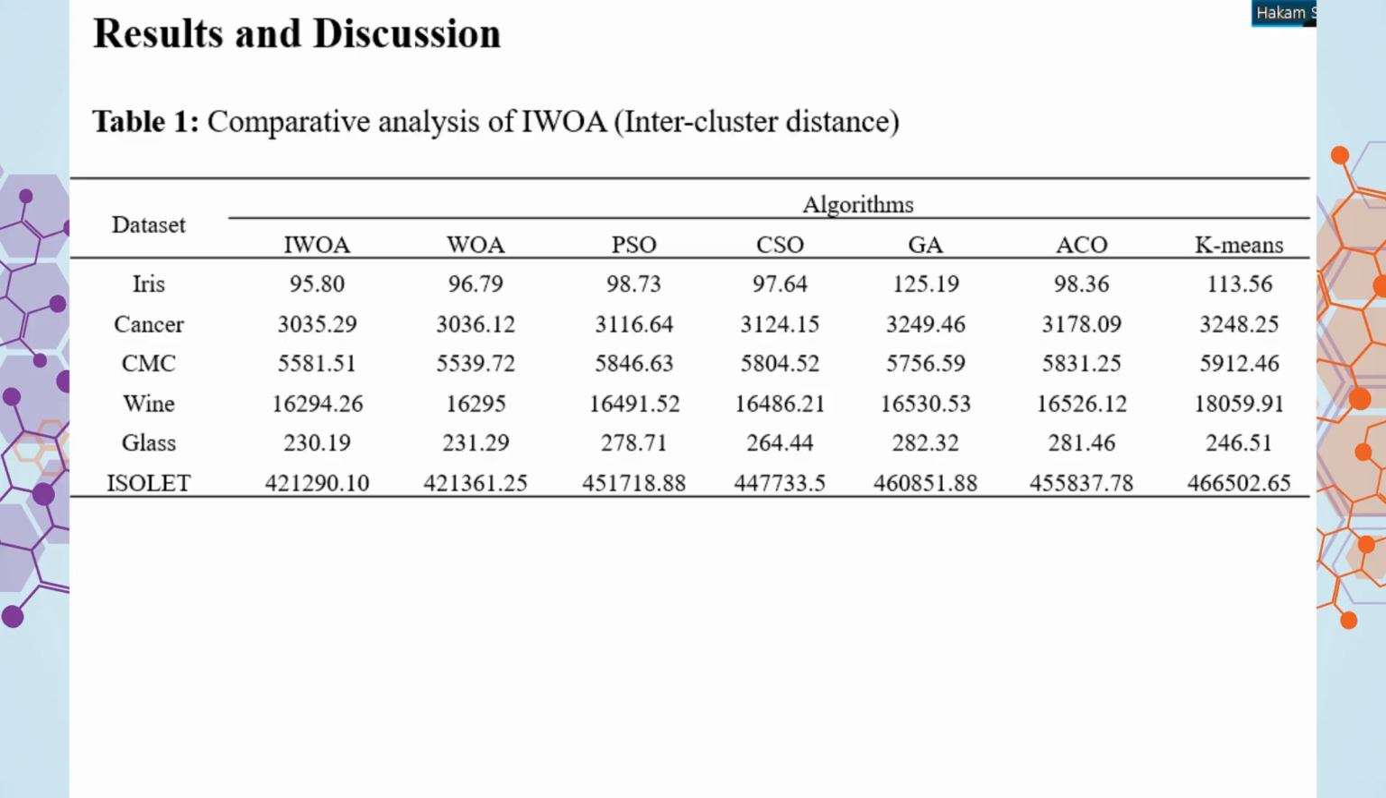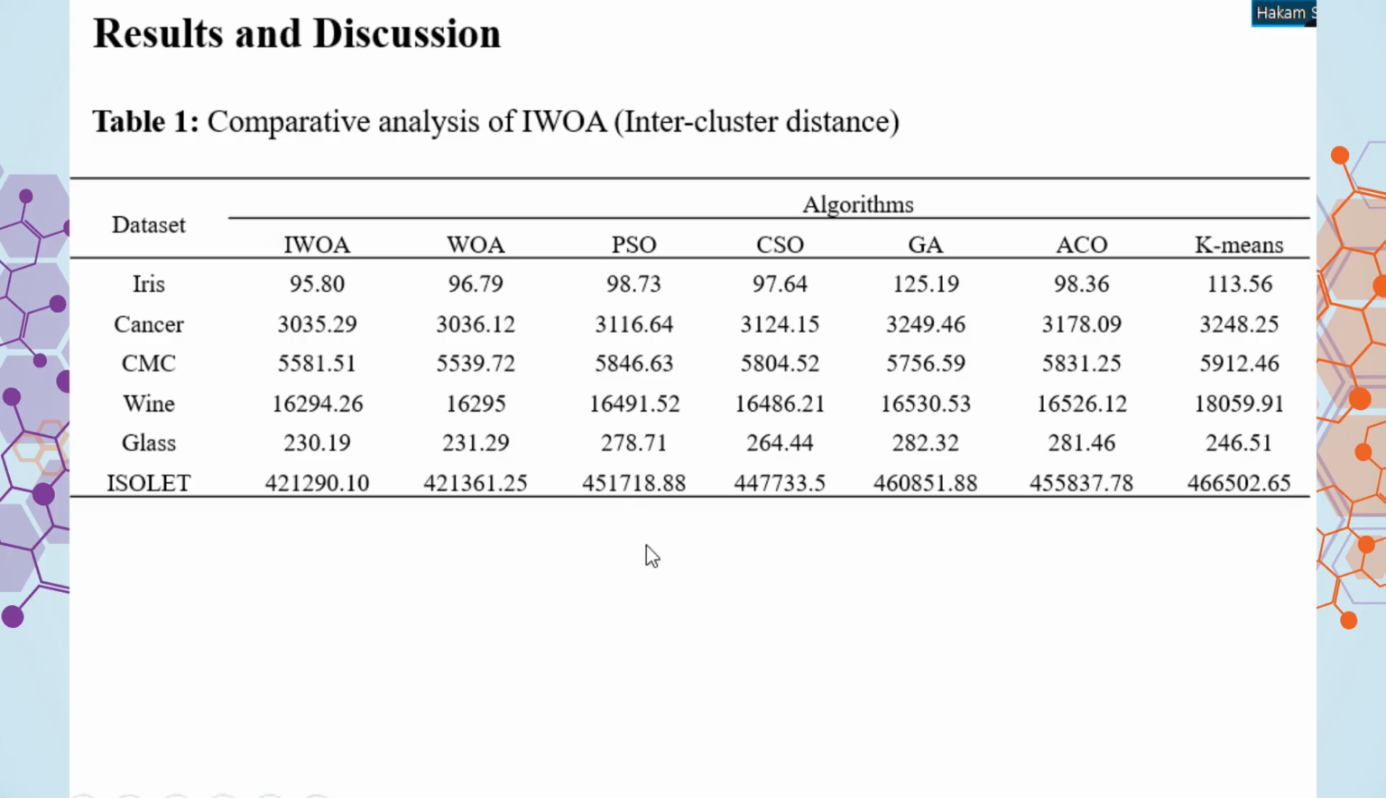In this work, I have implemented this improved version of the whale optimization algorithm. I have tested it on different real-time data sets downloaded from the UCI repository and compared it with different existing algorithms. The improved whale optimization algorithm gets better results than the whale optimization algorithm. In the case of iris, we are getting 95.80 compared with 96.79 in the whale optimization, meaning the intercluster distance of the improved version is better.